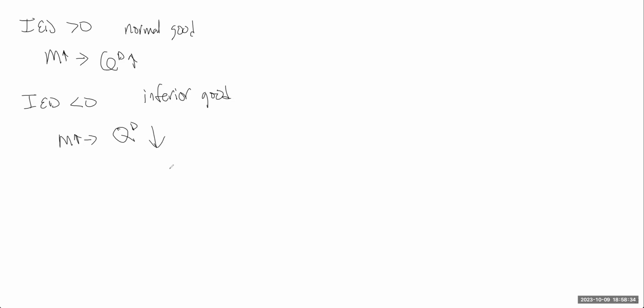We win the lottery. For normal goods, we buy more Ferraris, we buy more underwear, we buy more white t-shirts. Those are normal goods. We win the lottery, we buy less cup of noodles, we buy less instant mac and cheese. Those are inferior goods.